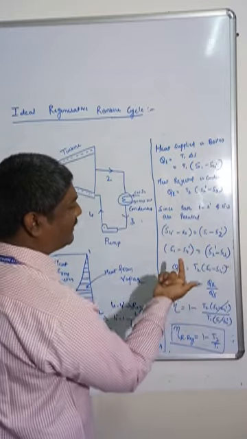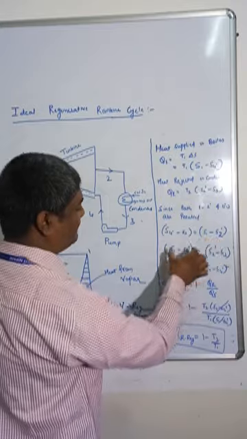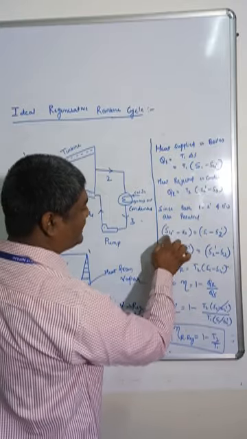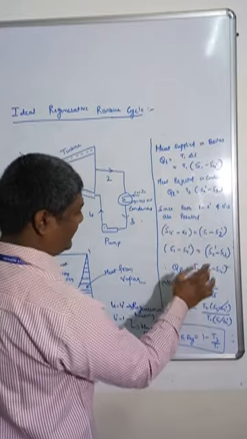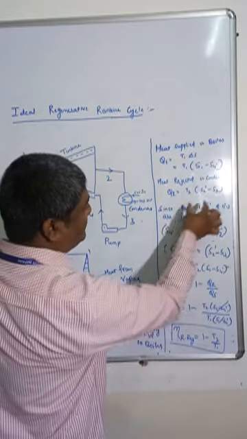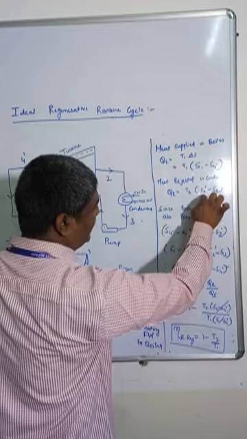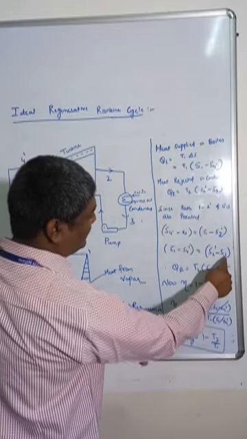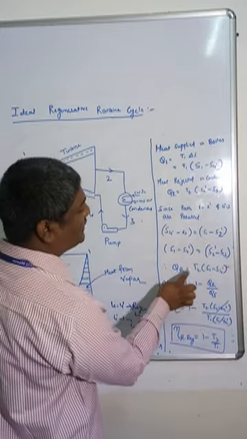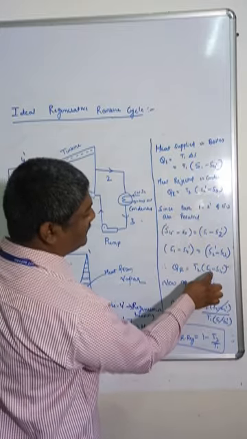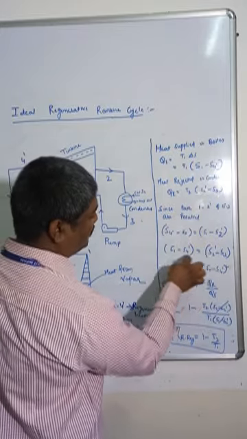Just a mathematical modification: I take this side and shift this one. So S1 minus S4 dash equals S2 dash minus S3. Whatever S2 dash minus S3 is, it is equal to S1 minus S4 dash. So I can write QR is equal to T2 into S1 minus S4 dash, because these two are equal.